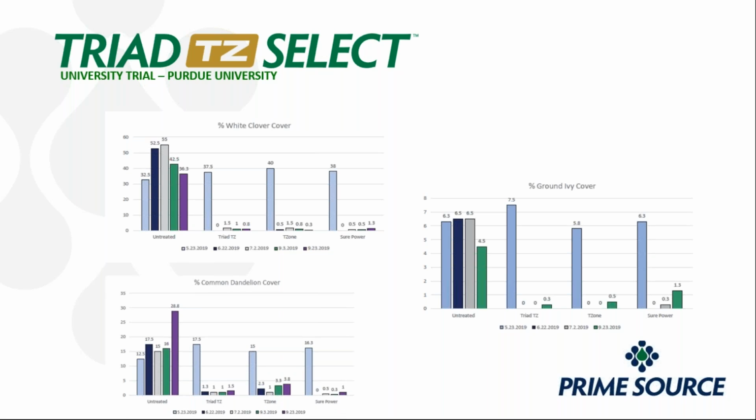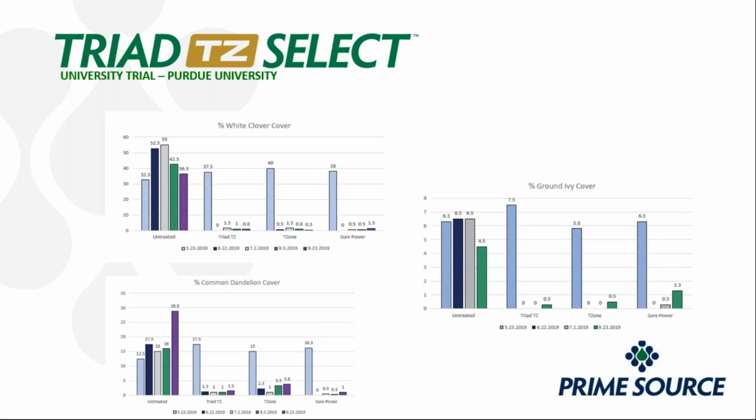So here are 3 studies. Our Triad TZ versus T-Zone and Surepower. Again, our TZ is a slightly different formulation than T-Zone. Ours is an SC, theirs is an SE, suspension emulsion. Ours is a suspension concentrate. So they do look a little different. We don't have the bloom when you put it in a bottle that theirs has.